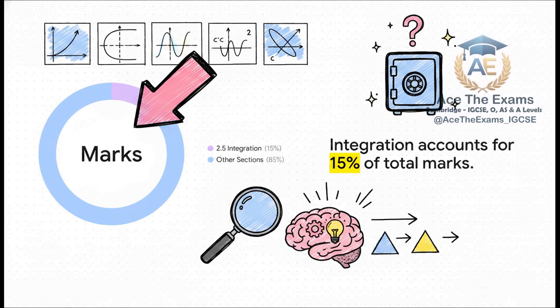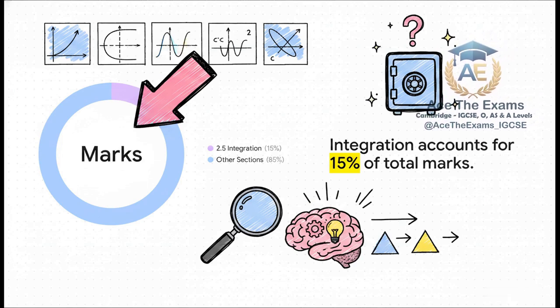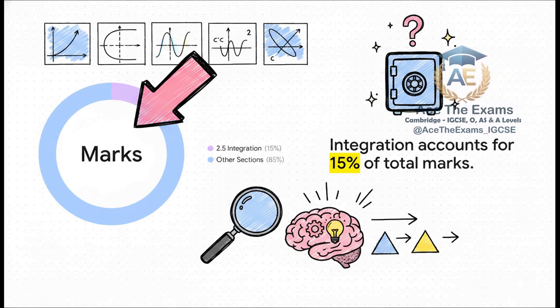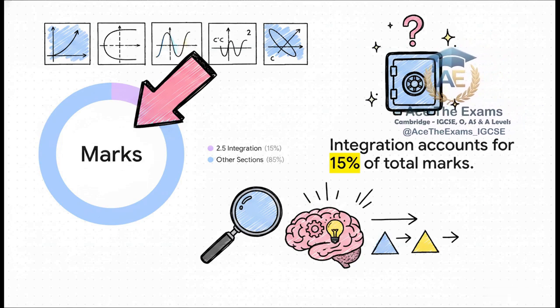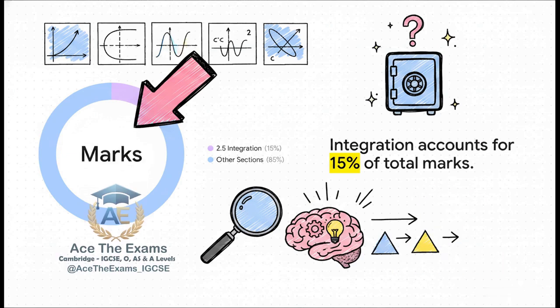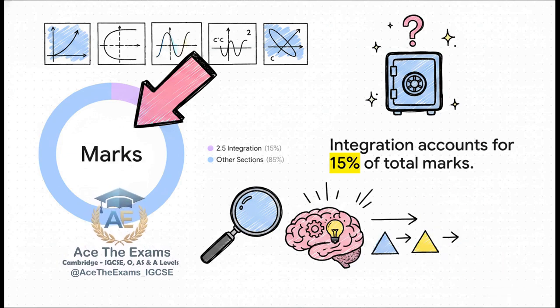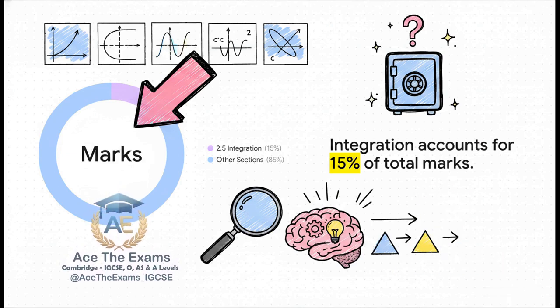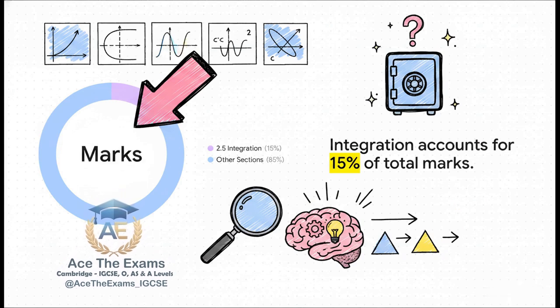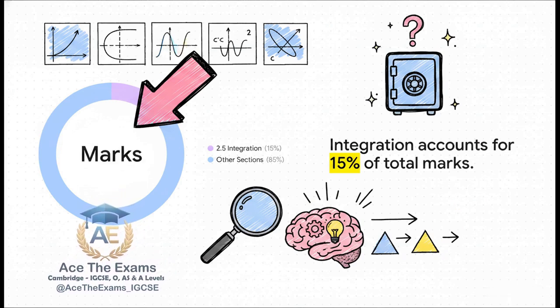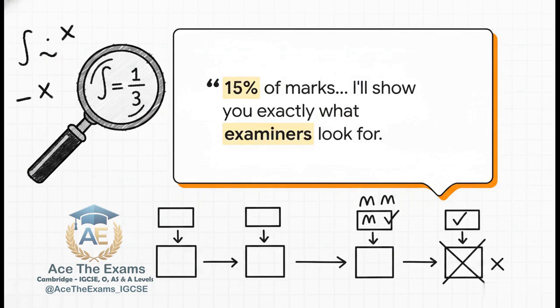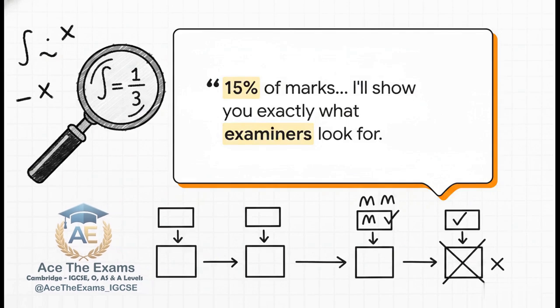The examiner's grid is heavily weighted toward your ability to manipulate these exact expressions. When your eyes scan the paper and see e to the power of ax plus b, your brain needs to instantly trigger the standardized processing sequence that Cambridge demands. We are going to deconstruct exactly how to secure every single fraction of that 15% mark allocation. And this brings us to our core operational strategy for this explainer.